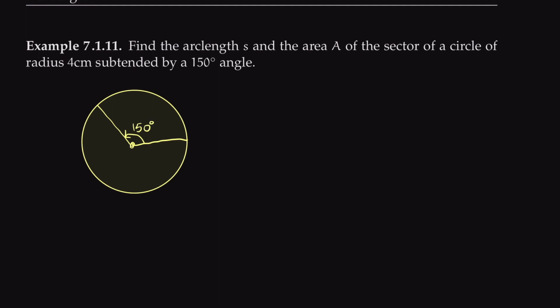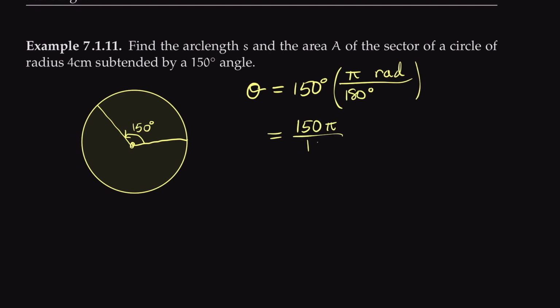But the issue is that we don't want our angle to be written in terms of degrees. We want theta to be written in terms of radians. So what we're going to do is take 150 degrees, and then we've practiced already switching that to radians. What we need to do is put pi radians in the numerator because we want to switch to radians, and then we'll put the equivalent degrees, so 180 degrees, in the denominator. And so we'll get 150 pi over 180 for our angle theta.